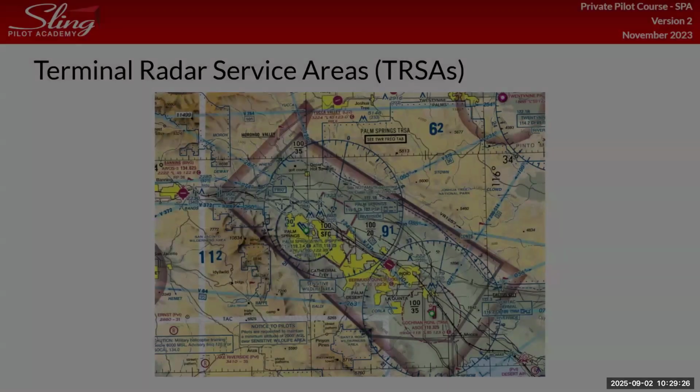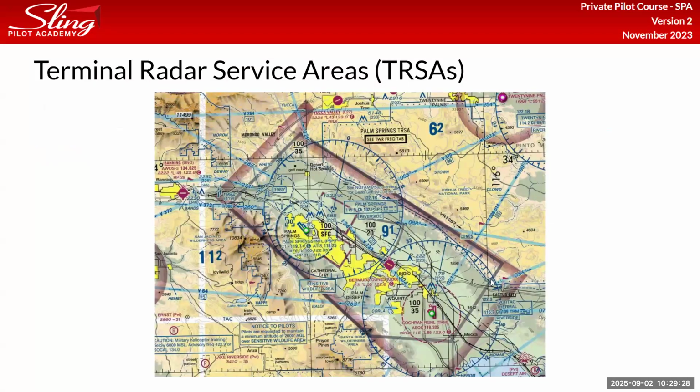So here's what it looks like on the chart. It's like a gray. Can you see that? It's the gray thick line. It's hard to see because this is the Echo vignette, little thing right here. And then this gray line is the TRSA. So you can see that the Palm Springs Delta is tiny. It's this little circle right here. And because they want more control of this entire area instead of just this little circle, they created a TRSA.